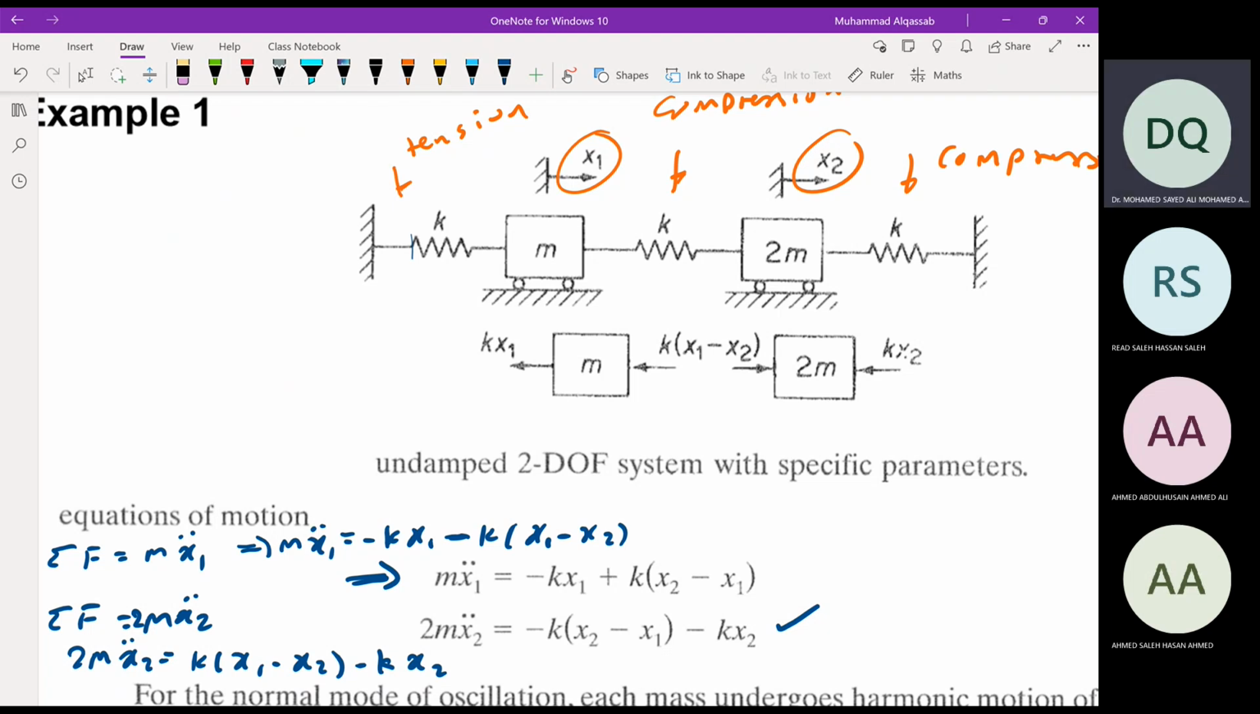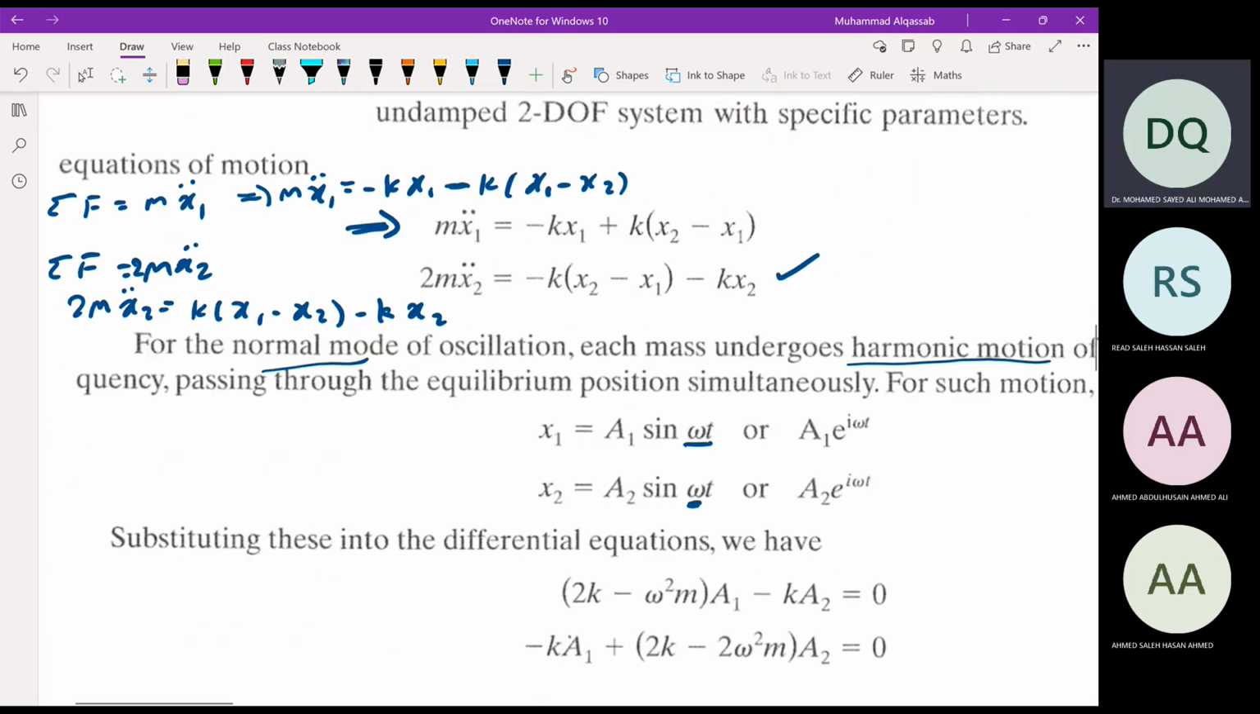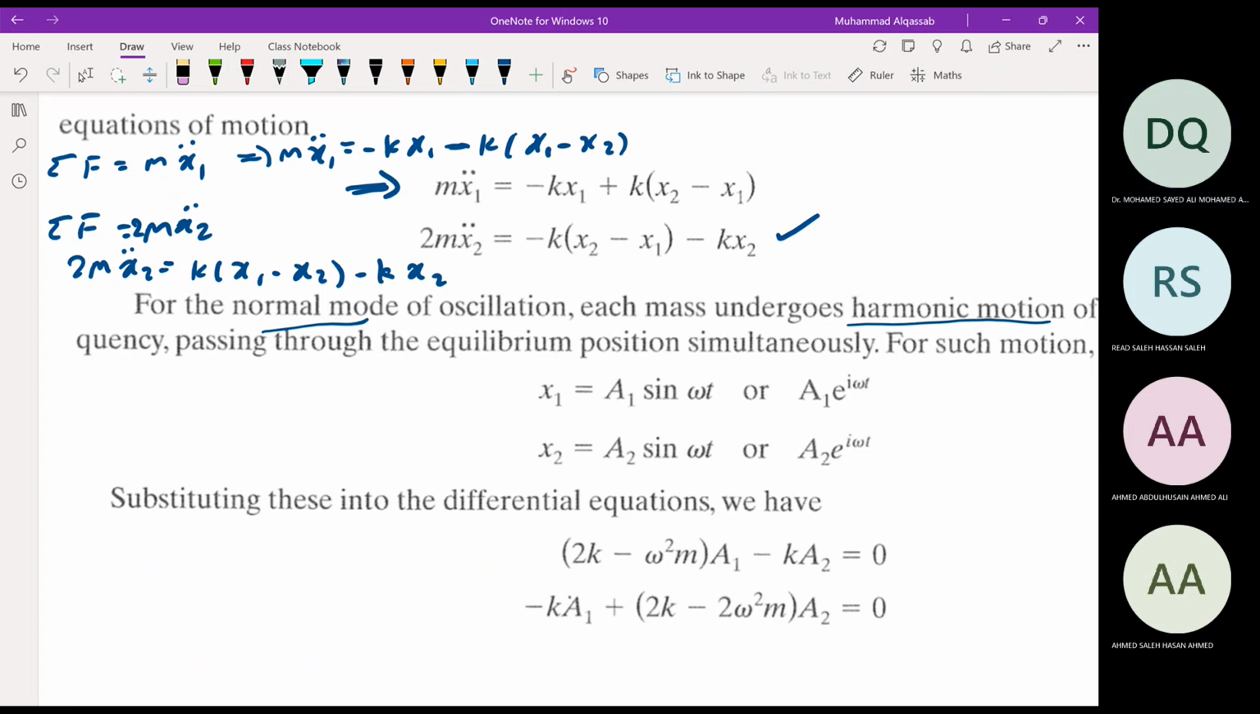All the points on the system vibrate with the same frequency. So this is why when you write the displacement of M1 as a sine wave, it is A1 sine omega t, and x2 is A2 sine omega t, which means that the two masses can vibrate with different amplitudes, but not with different frequencies, the same frequency.